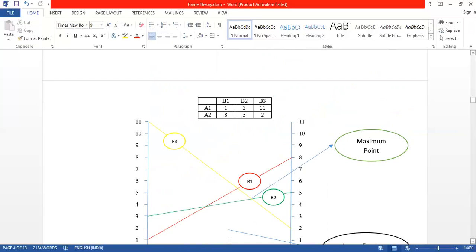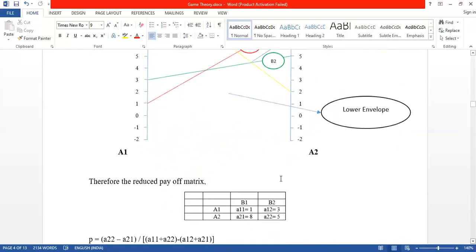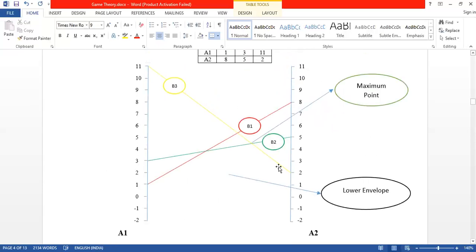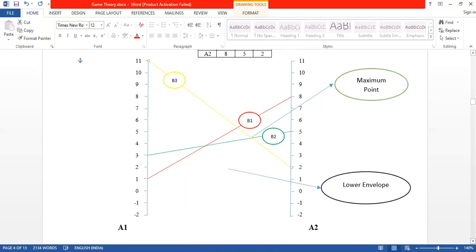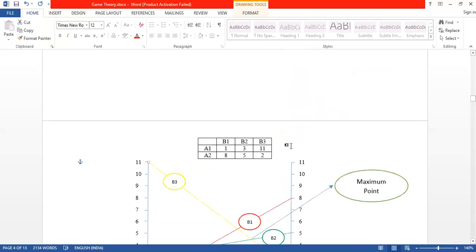Sorry. We need to make a little correction. It is B2, B3. This has to be B2, B3, right? Remember, this maximum point is the part of your B3 and B2, and B1 is not playing a role. So let me make little changes in the values itself. B2 is 3, 5 and B3 is 11, 2.